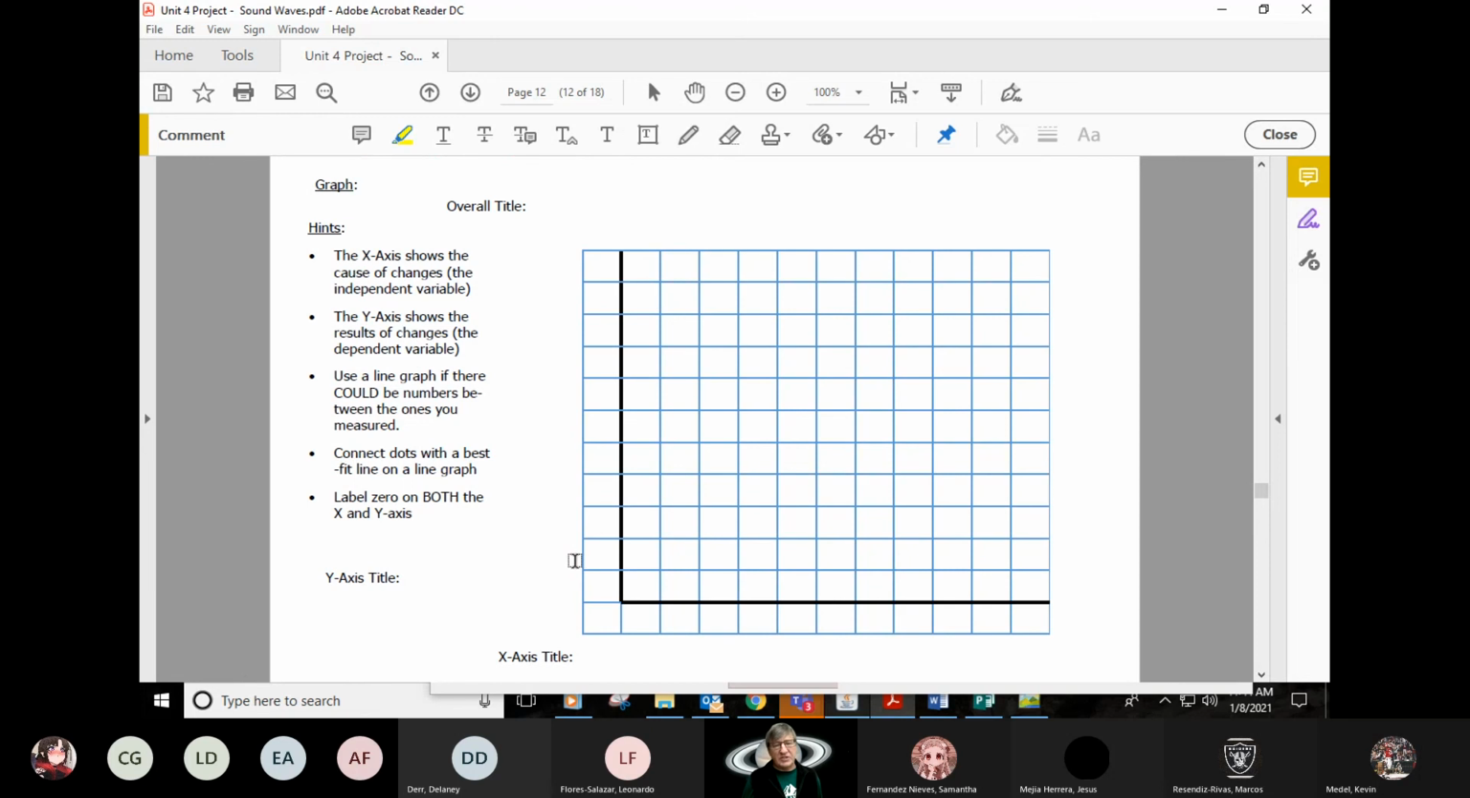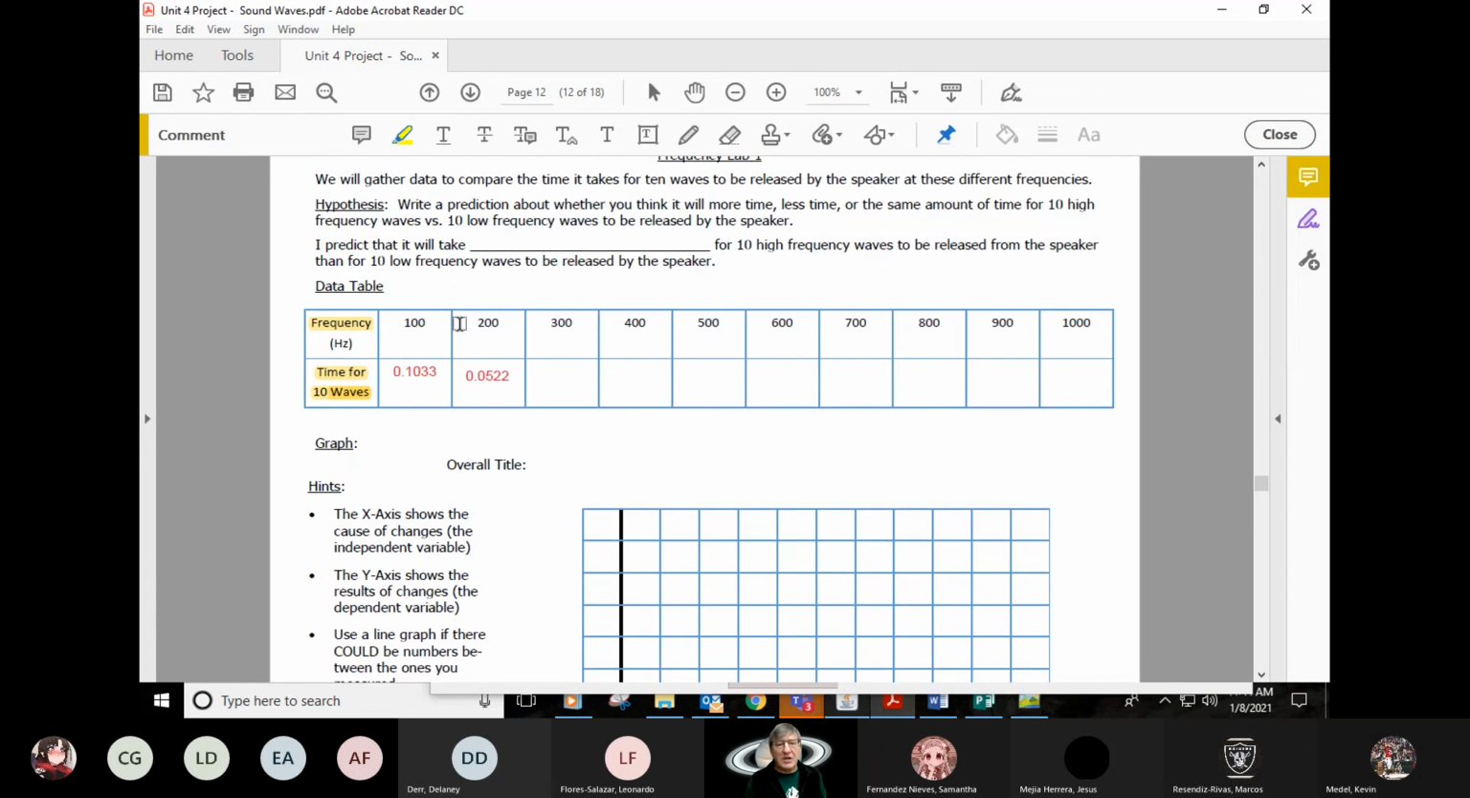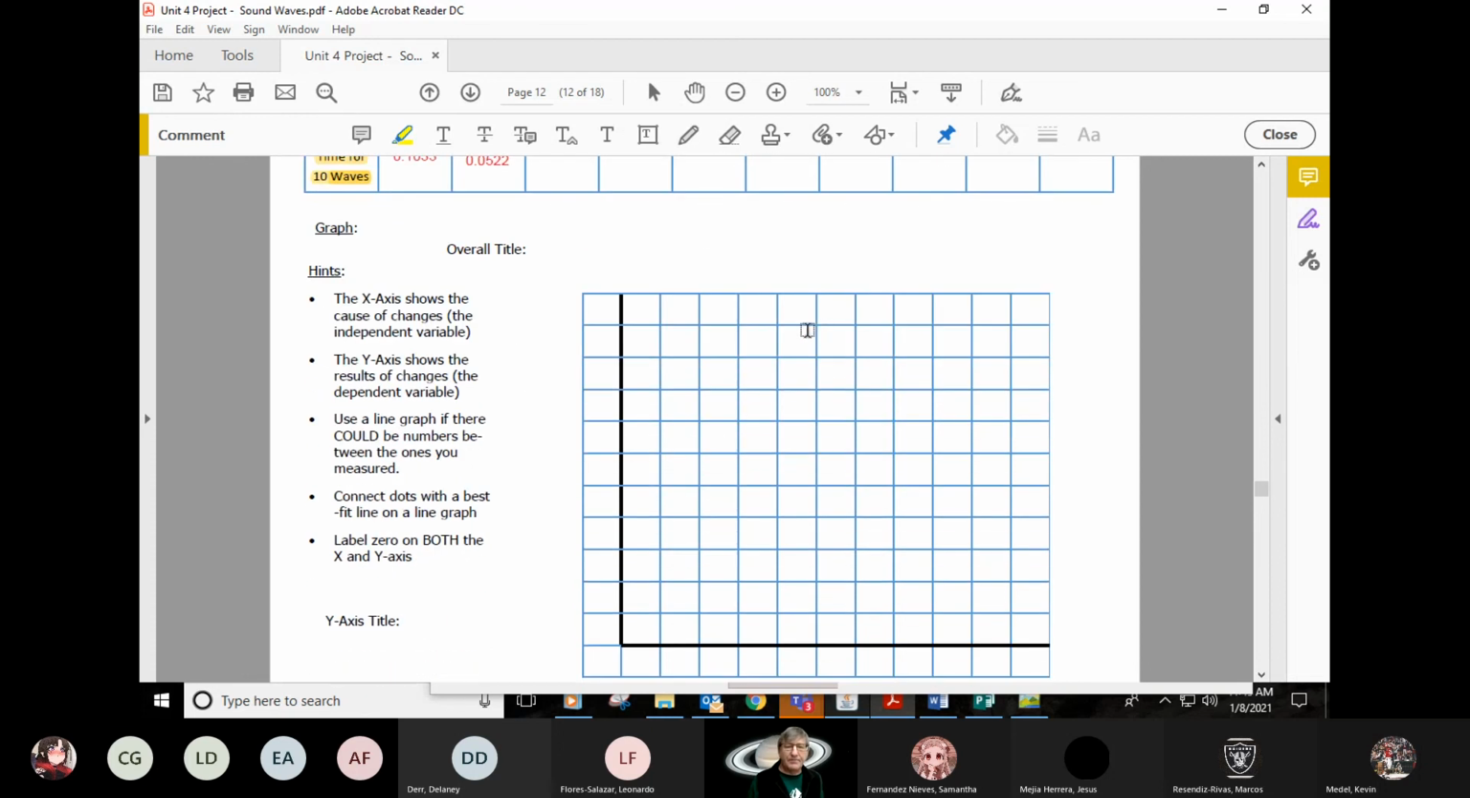Now, what I want you to notice is that this one should be a line graph, because could there be in between numbers? Is it possible that we could have done 150 hertz? Could we have done 333 hertz? Could we have done 792.1 hertz? That would all fit on there, and that means we need a line graph. So you should not do a bar graph.